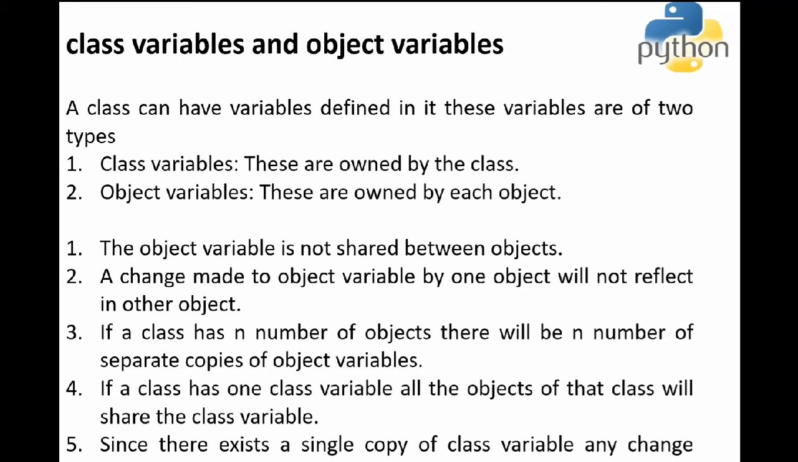So what is the del method? The del method is a special method that is used when an object gets destroyed or deleted. So the del method is called when an object gets destroyed or deleted.